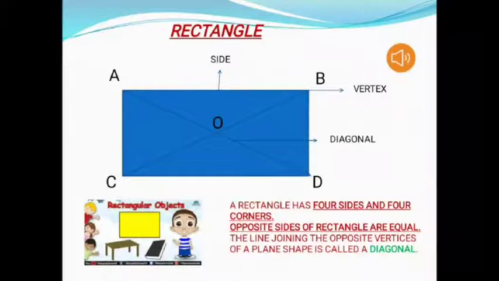Some rectangular objects you can see all around are the blackboard, a table or your study table, or also a book.